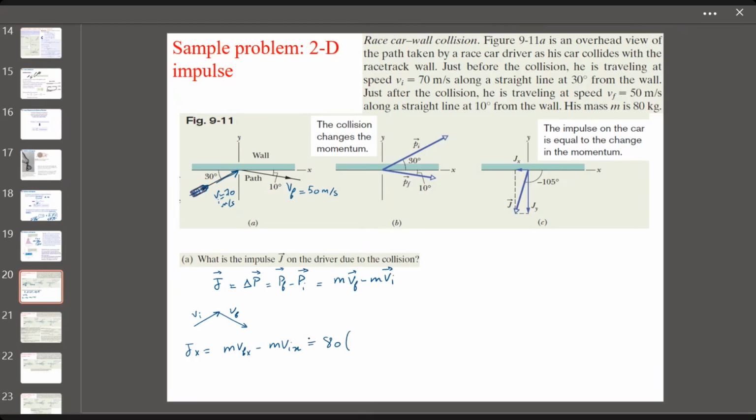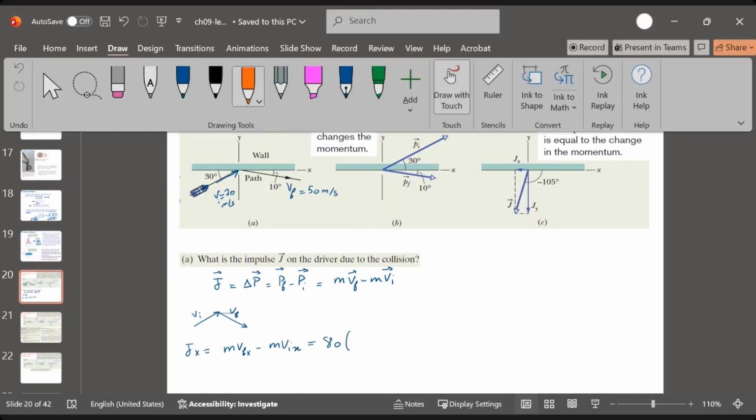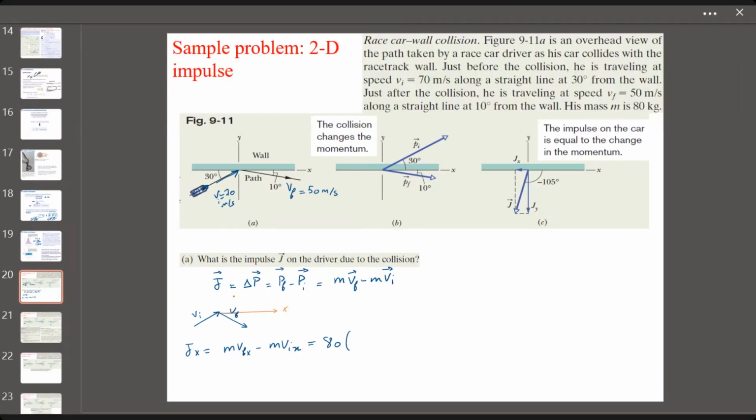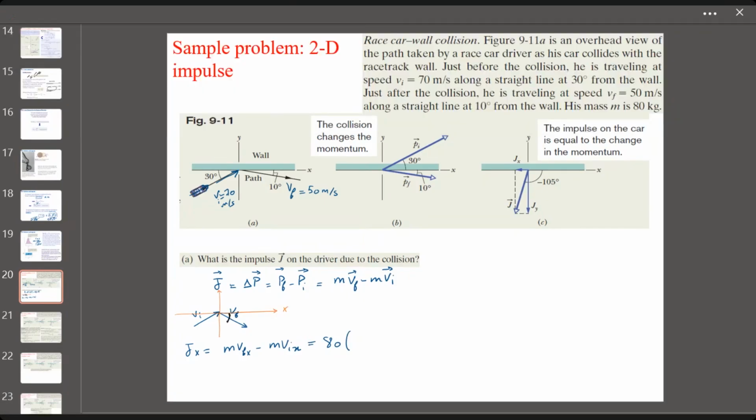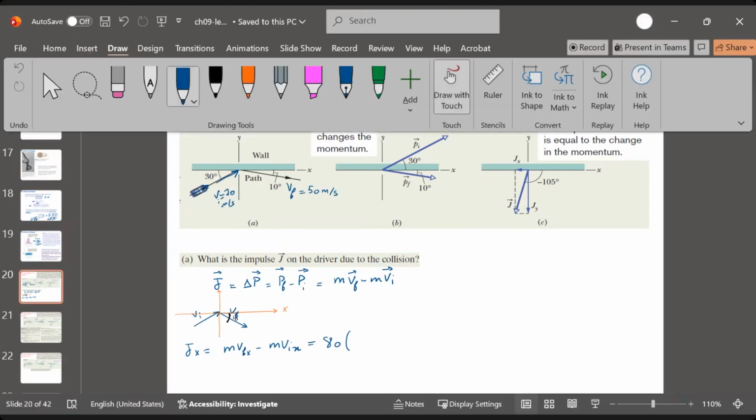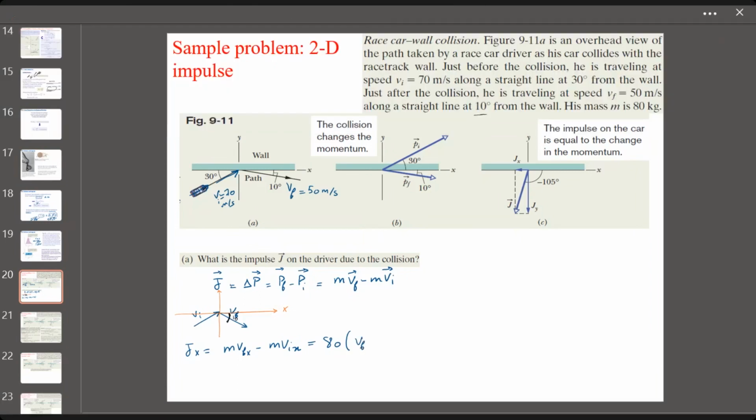Let's take a look at it. This is v final. I'll draw the x-axis just to see the angle that v final makes. The wall happens to coincide with the x-axis. That's useful. v final makes this angle, which I'm told is 10 degrees from the wall. This is 10. So I can directly multiply by cosine of 10. So here I'll put v final cosine 10 minus, let's look at v initial.